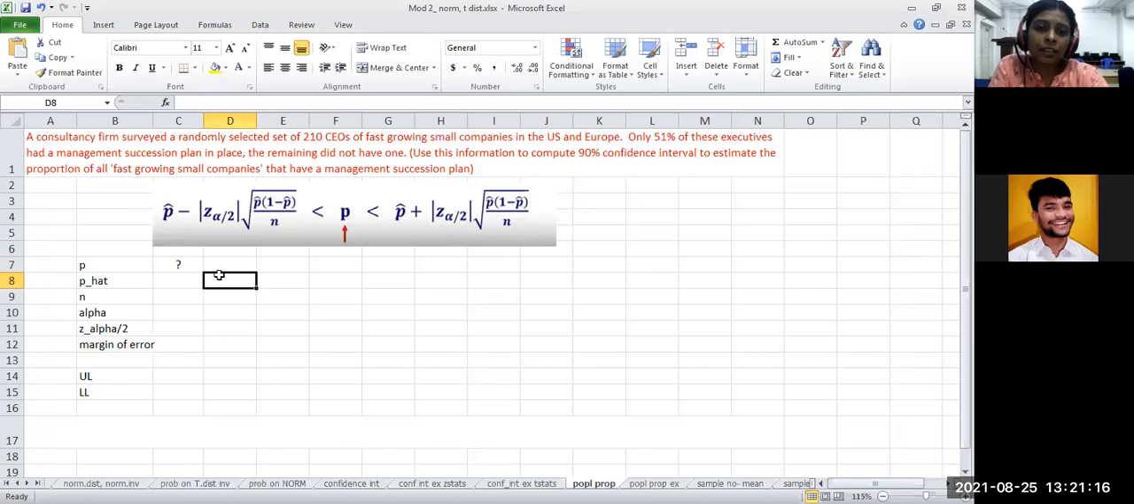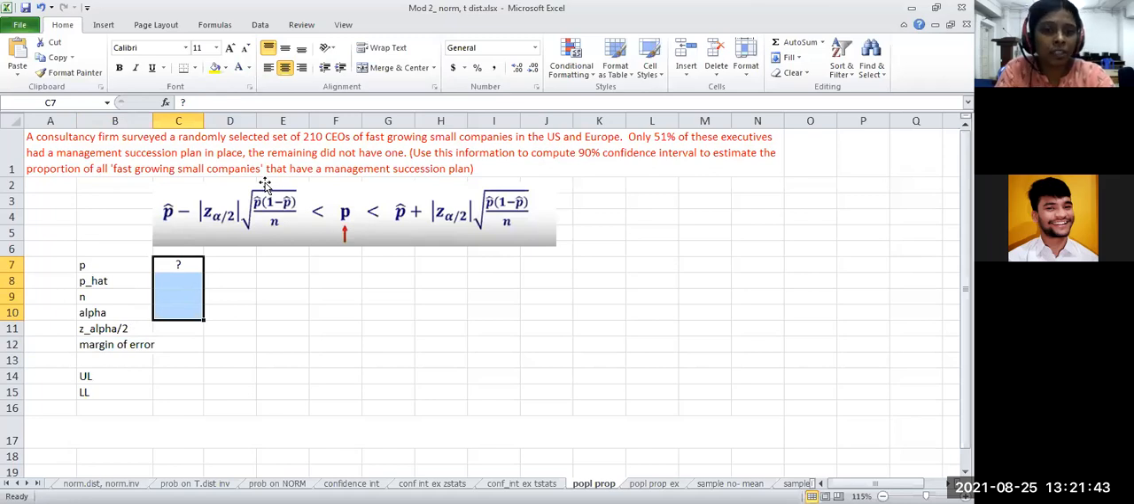Now the first task is we have to know what exactly is given in our question. And on that only we will then calculate the upper limit and the lower limit, for which we need to calculate these two. So for calculating these two, we need to know all these. This population proportion is what we have to find. So if you can see, estimate the proportion of all fast growing small companies.